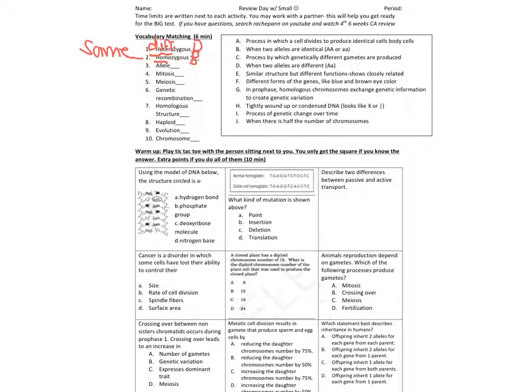Now an allele is a form of a gene. For example, let me draw off to the side here in blue. If we had a gene for, I don't know, eye color, the alleles are forms of that gene, such as blue and brown. So different forms of a gene.